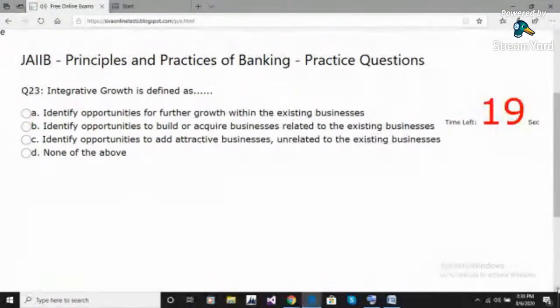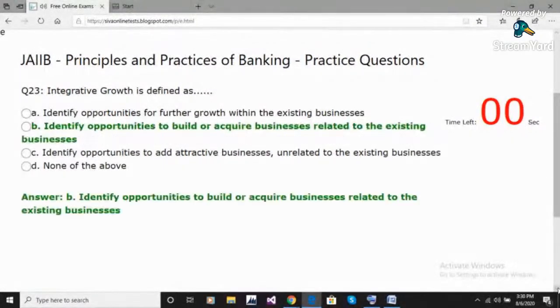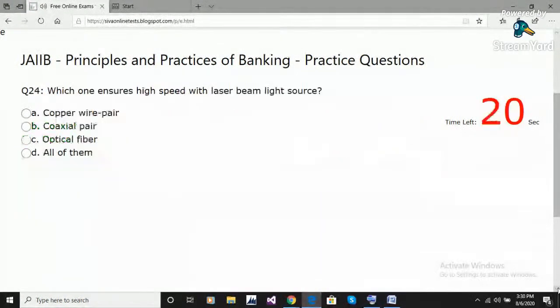Question 23. Integrative growth is defined as? Option A. Identify opportunities for further growth within the existing businesses. Option B. Identify opportunities to build or acquire businesses related to the existing businesses. Option C. Identify opportunities to add attractive businesses, unrelated to the existing businesses. Option D. None of the above. Answer B. Identify opportunities to build or acquire businesses related to the existing businesses. Question 24.